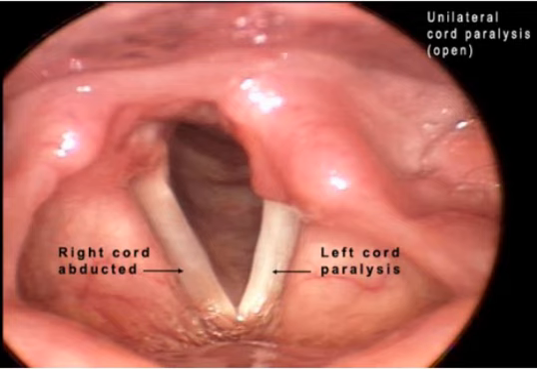Pathophysiology. The recurrent laryngeal nerve arises from the 10th cranial nerve, CN X, the vagus, and has a long course throughout the neck and thorax. The nerve loops under the arch of the aorta on the left and the subclavian artery on the right before returning to the larynx.